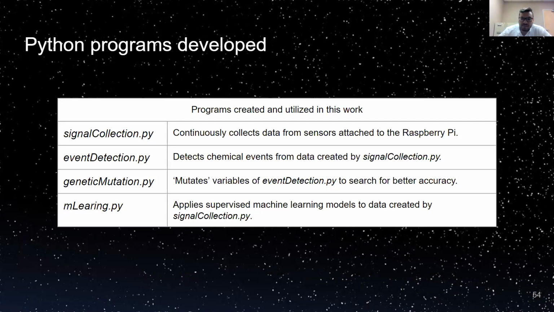We have an event detection Python script, which detects the chemical events from data that is created by the signal collection Python script. So there's a CSV file outputted that we then process and look through for our events. And then genetic mutation, which is a way of mutating our variables for event detection, the search for better accuracy of the variables discussed in event detection. That might be a bit confusing, but I'll discuss in just a moment. And then a machine learning script, which is how we would split our data and then apply our machine learning algorithms with the output from our event detection script.